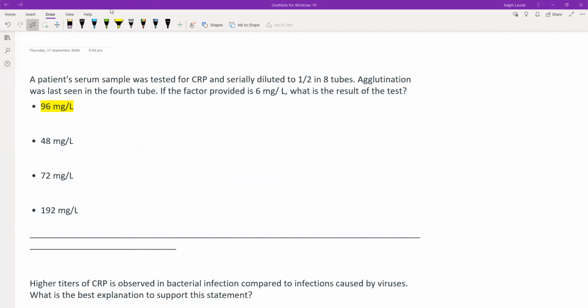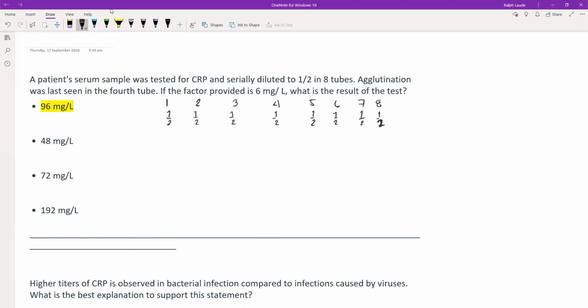A patient's serum sample was tested for CRP and serially diluted 1 over 2 in 8 tubes. Agglutination was last seen in the fourth tube. If the factor provided is 6 milligrams per liter, what is the result of the test? Let us try to visualize it by having 8 tubes, 1, 2, 3, 4, 5, 6, 7, 8. Every tube has the 1 over 2 dilution. So let's try to write, 1 over 2 up to the 8th tube.